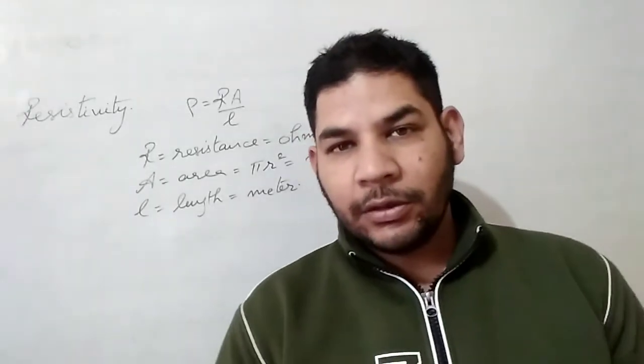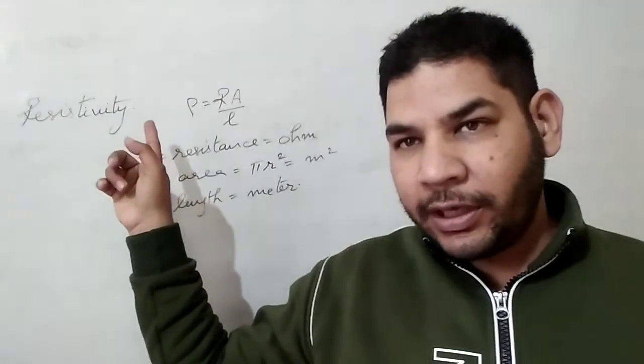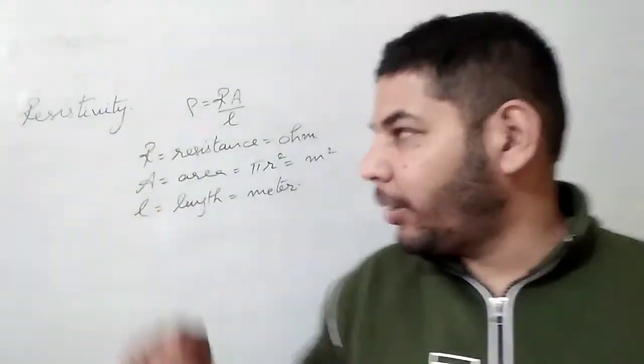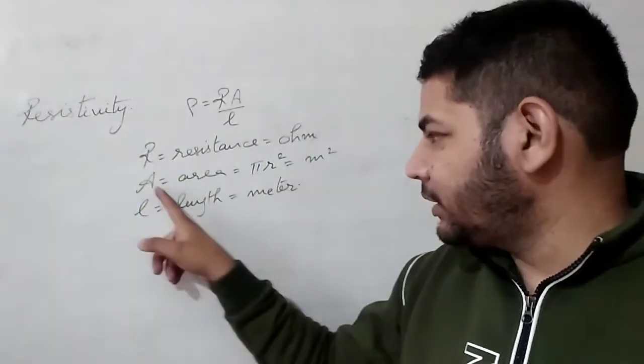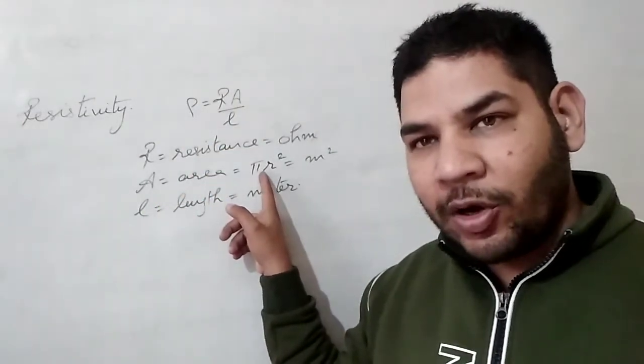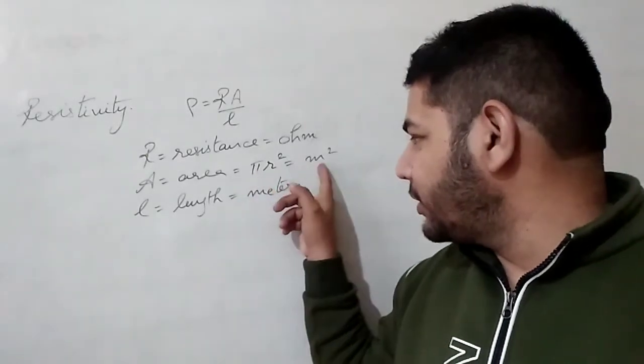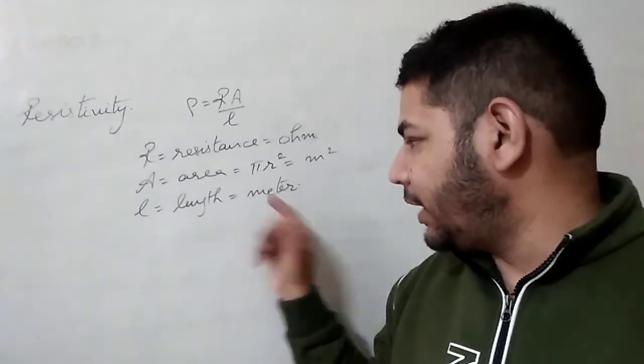Today we will solve the numericals of resistivity. So I have written the formula of resistivity here. Rho is equal to RA by L. R is the resistance, A is the area. We are taking pi r square because we are considering the conductor as circular. So pi r square is in meter square, and length is L.